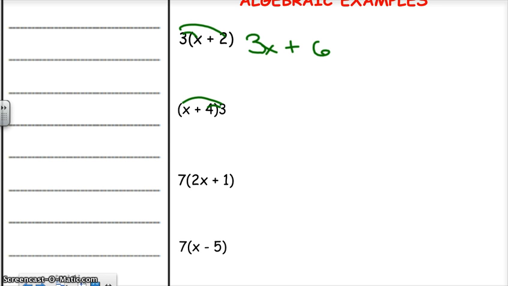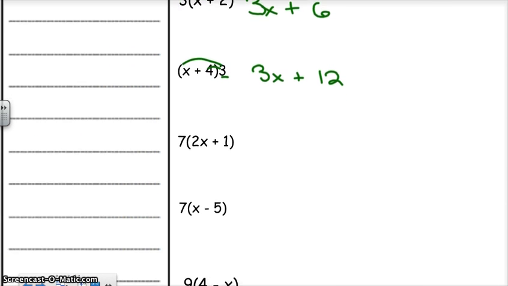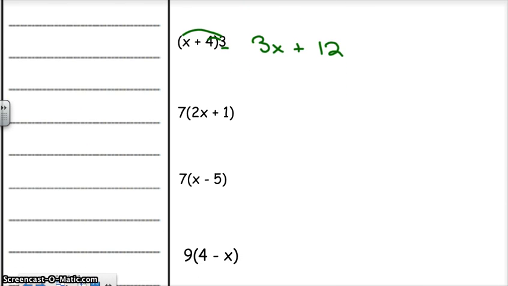Variable on the right-hand side, they like to do that to try to confuse you. Anytime I see a number sticking to parentheses, I'm like, oh, I need to distribute. And that's what you should be thinking. So I see this 3 sticking to the parentheses, I need to distribute. 3 times x is 3x, plus 3 times 4 is 12. Next example, 7. Distribute it out. 7 times 2 is 14, put the x, plus 7 times 1 is 7.